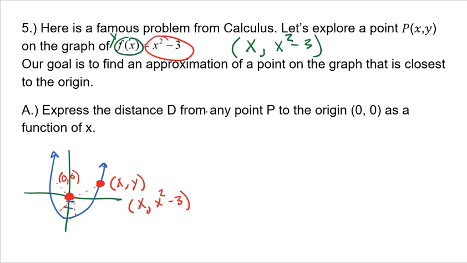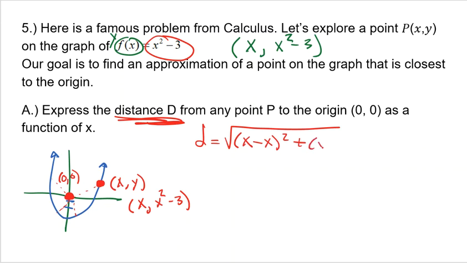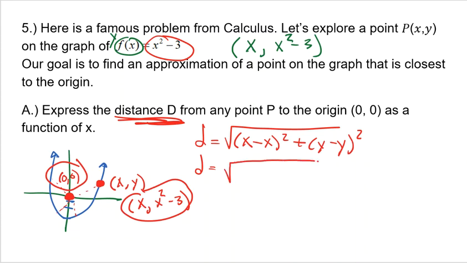So now you have to remember the distance formula, because that's distance, right? I hope you guys remember the distance formula. If not, I'm going to give it to you right now. The distance between any two points is the square root of subtract the x's squared plus subtract the y's squared. All right, so if my two points are (0, 0) and (x, x² − 3), let's subtract the x's. That's going to be (x − 0)².